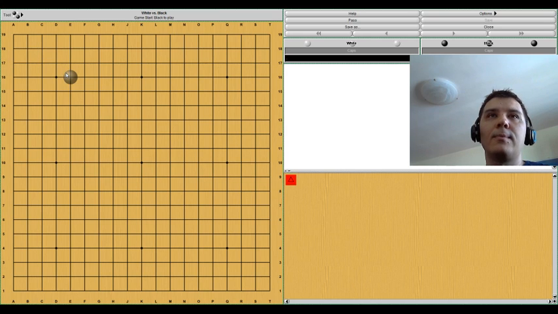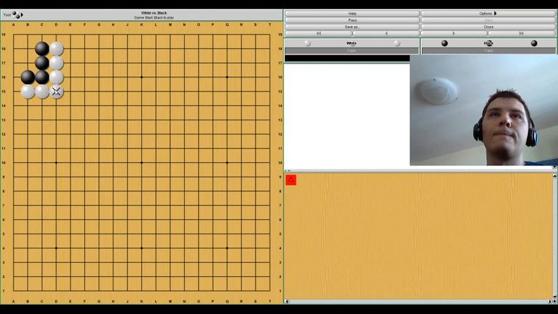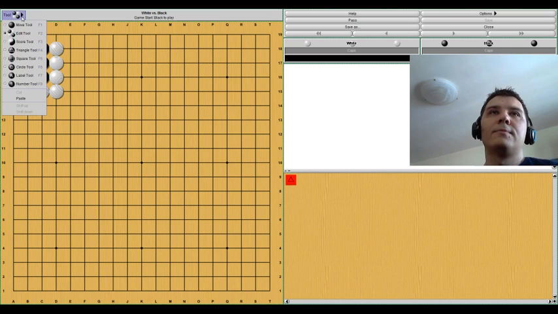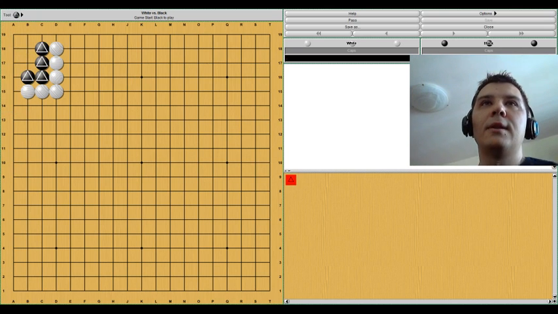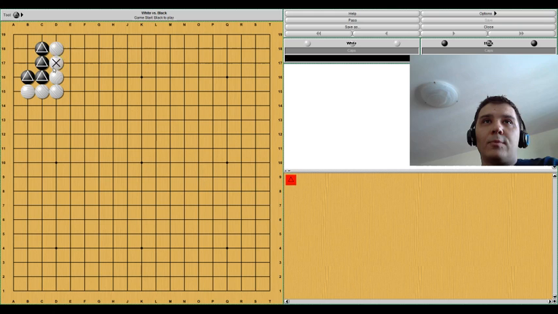I will choose as a theme this shape. This is the famous L shape in the corner. You notice this L shape like the alphabet letter. Okay, and the problem is, is this group alive or dead? How shall we approach it?